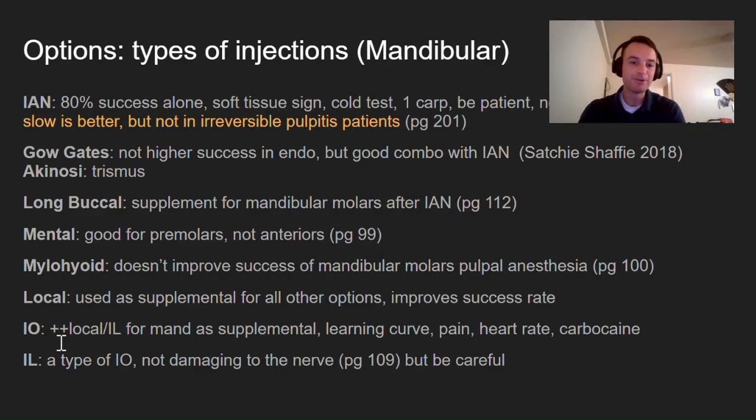Now this in yellow: slow is better, but not for irreversible patients. I want to go off on a little bit of a tangent here. The way I put this presentation together, I read Cohen's Pathways of the Pulp and took notes on this chapter, and then I read the notes I had made from previous lectures on local anesthetic, and one of my notes said, slower is more successful. So I wrote that down and stuck it in the presentation.